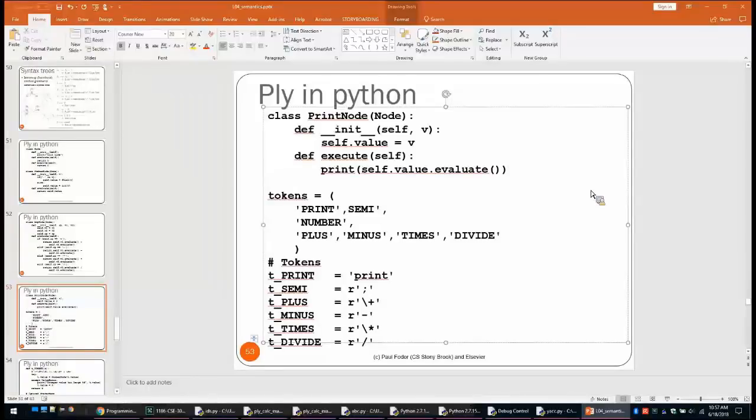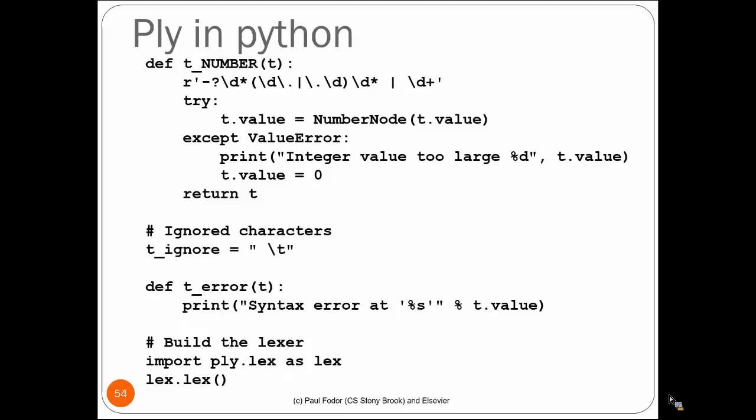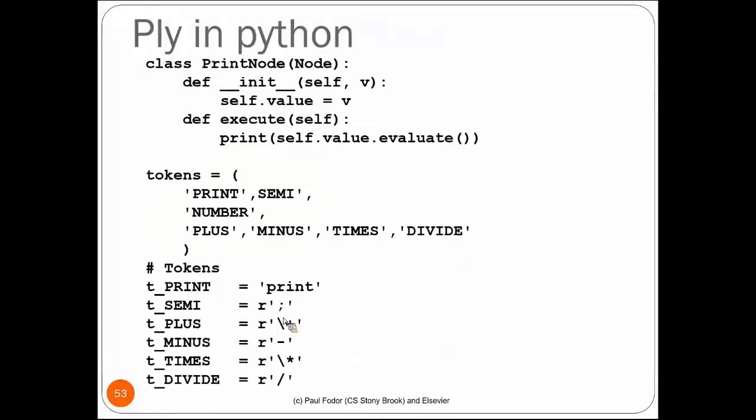Now we start the parser. Up to now, we actually have the structure of the program. But now we can define the tokens, and in this case, they are print, semi, number, plus, minus, divide, and times. The number is a token that represents a number of digits followed by a dot followed by a number of digits, or an integer, which is just a number of digits, optionally preceded by a minus, which creates a number node. So in fact, the tree is really a tree of nodes, where even numbers are represented as nodes in the tree. We are not evaluating them until we actually have to compute them.